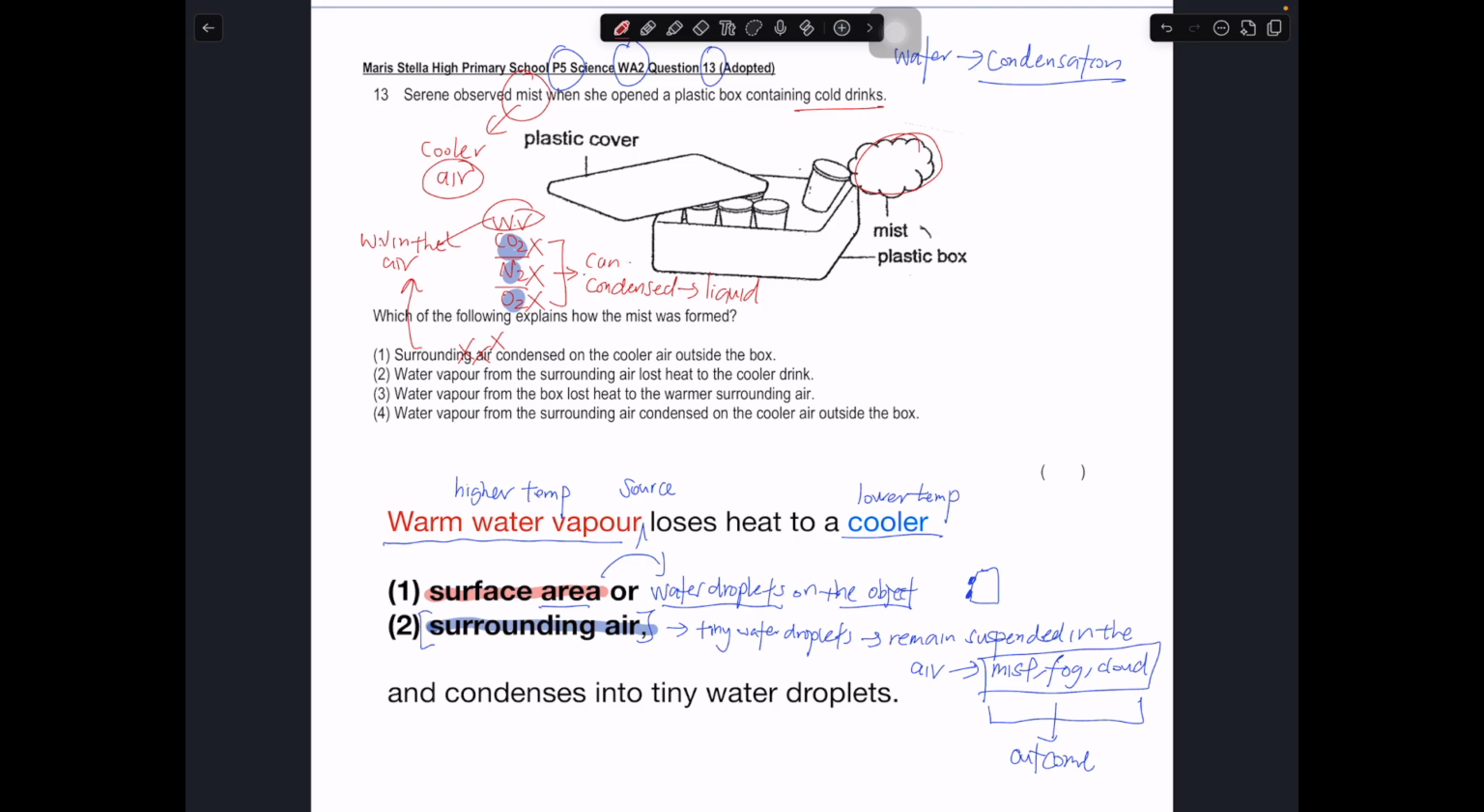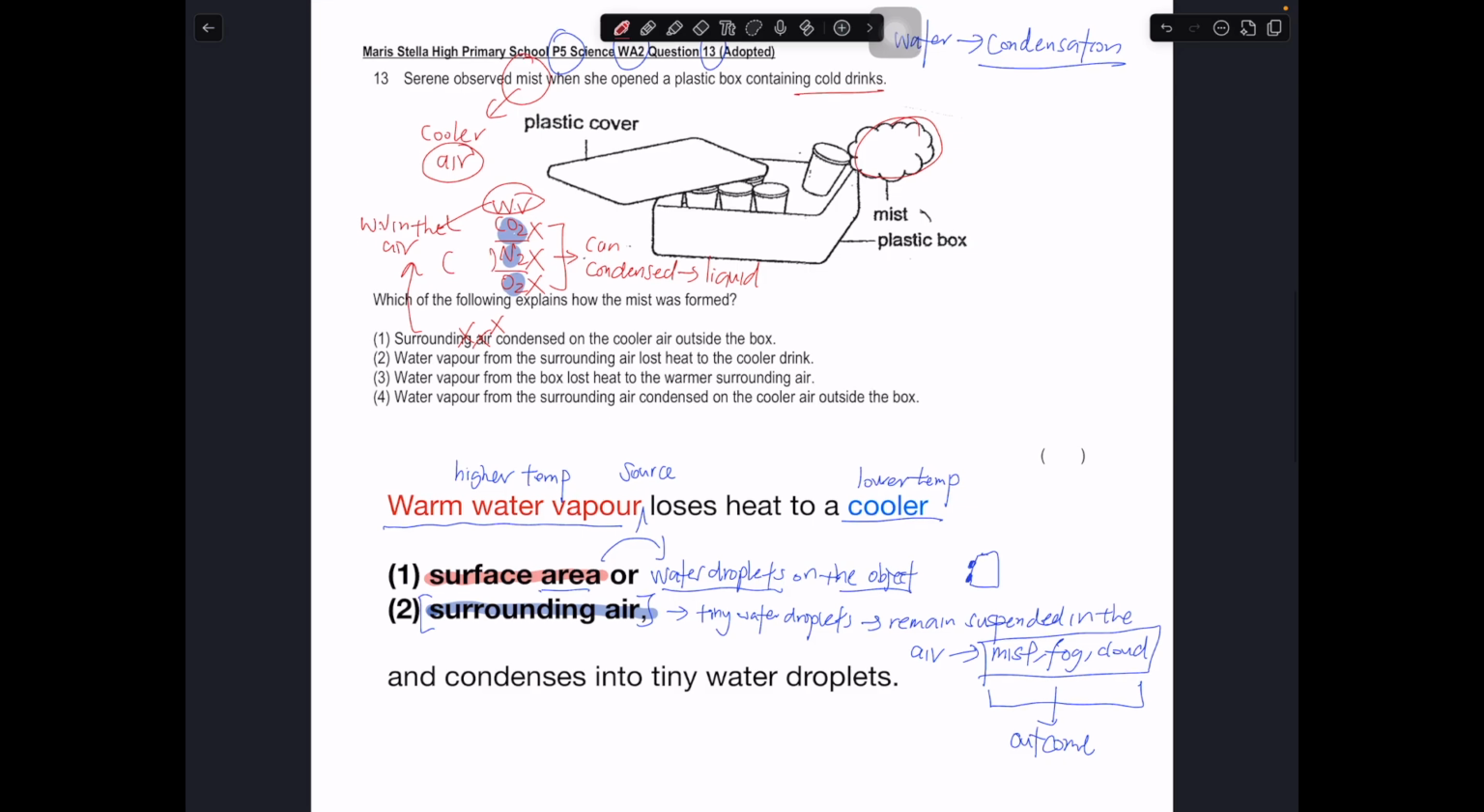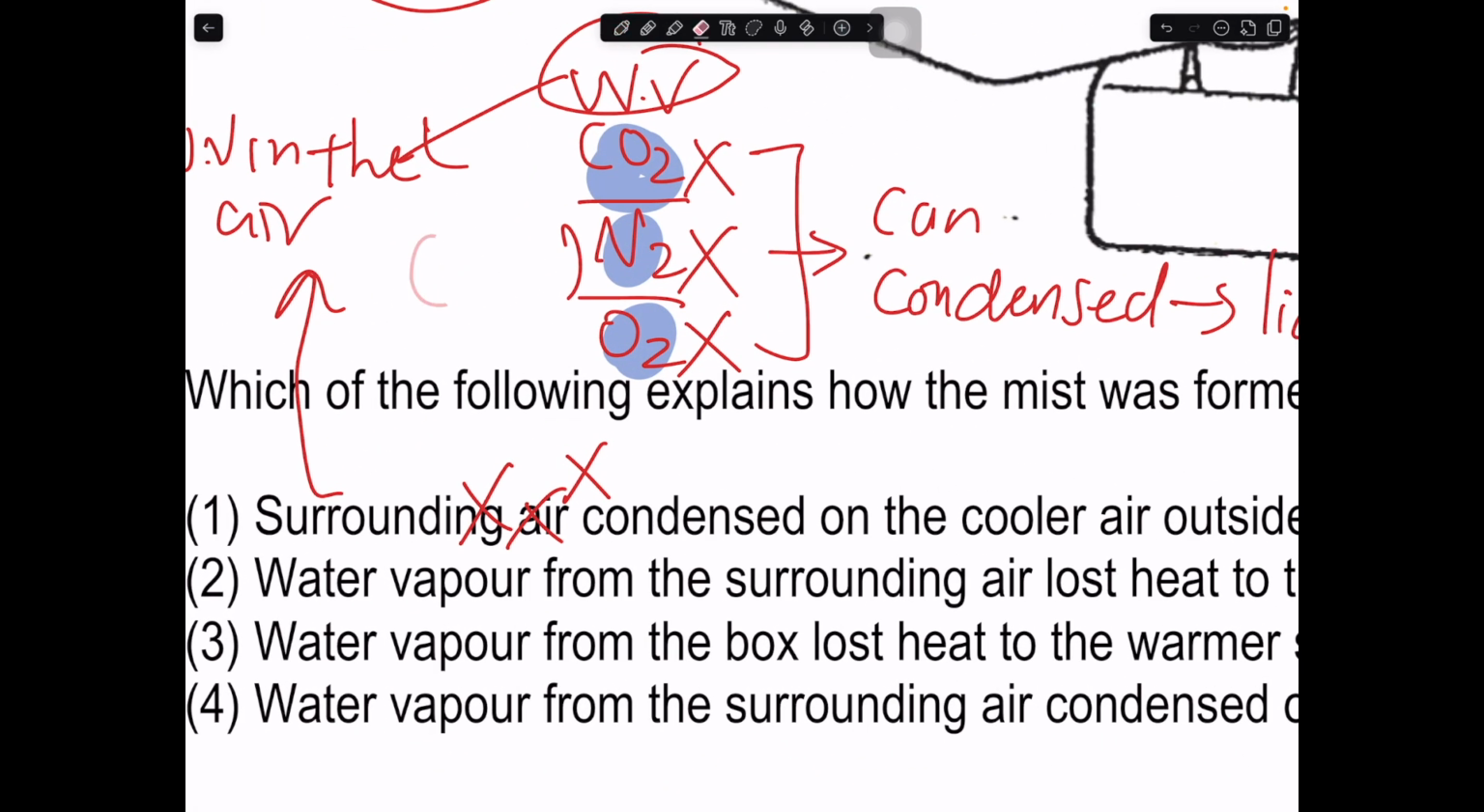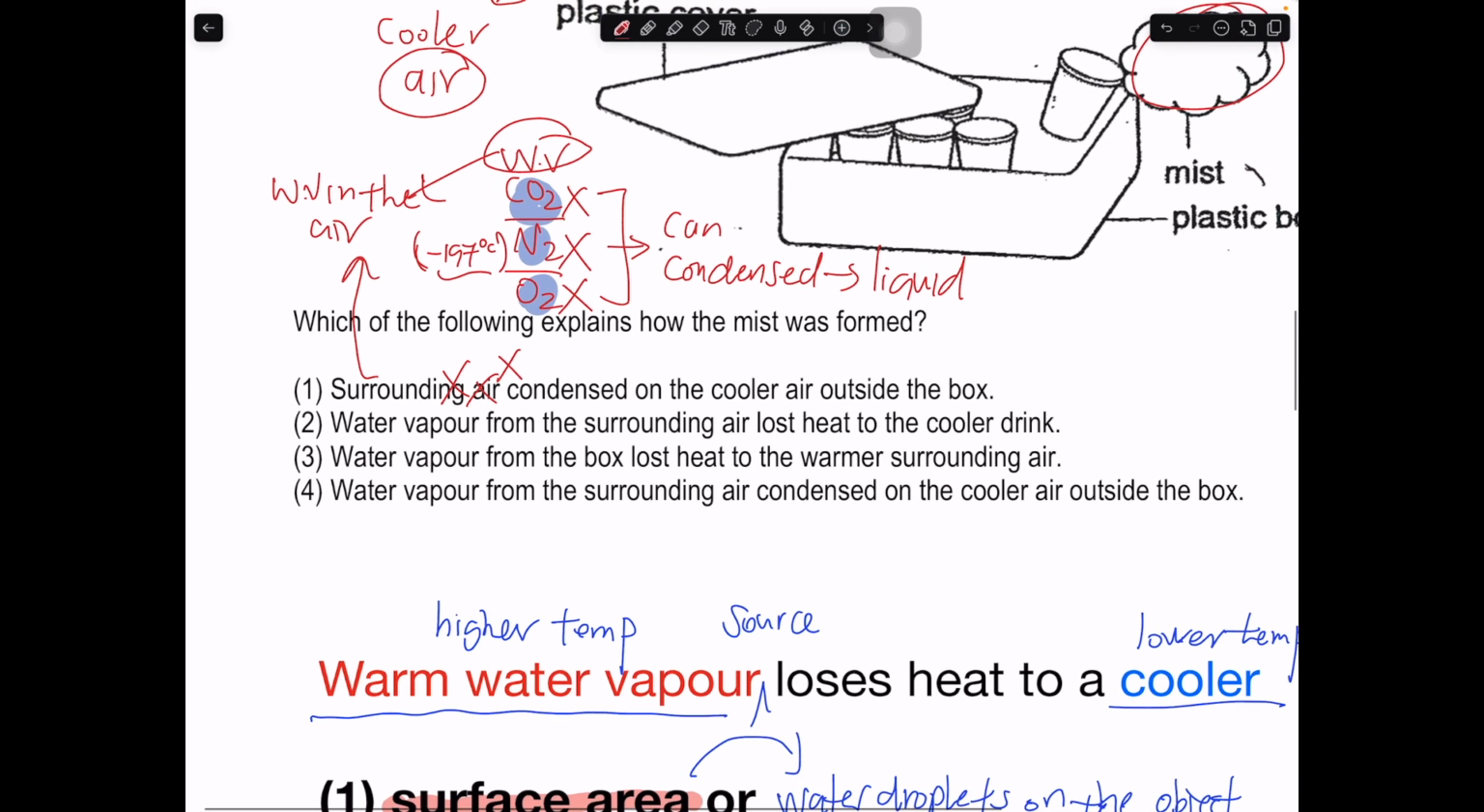For example, for nitrogen to condense, you probably need to reach a temperature of maybe negative 197 degrees Celsius, approximately, or maybe 190 plus. Oxygen and carbon dioxide also can, but the requirement is very strict. It's not possible in a daily life scenario for you to observe the condensation of these gases in this case. So number one, strictly wrong.